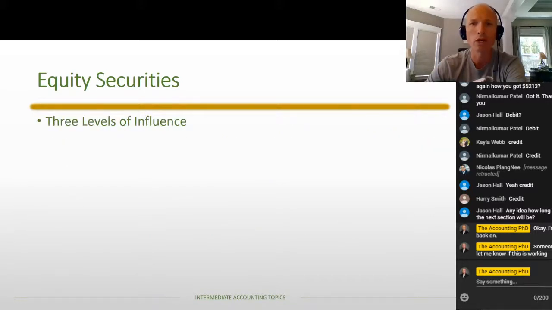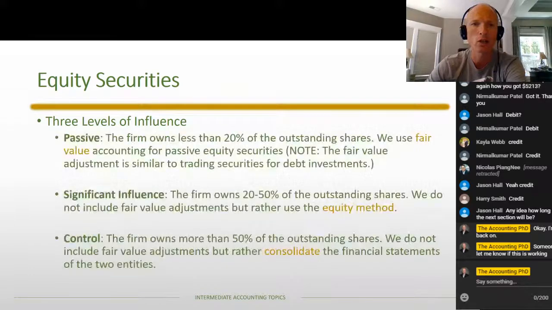There are 3 levels of influence based on the percent of shares owned. The passive classification means that the firm owns less than 20% of the outstanding shares. In that case, we do use fair value accounting, very similar to what we did with trading securities for debt investments. The second classification is significant influence, and that's when the company owns 20 to 50% of the outstanding shares. There are no fair value adjustments in this case. Instead, we use what's called the equity method. And then finally, if you have more than 50% of the outstanding shares, that's considered control. In that case, you're going to do a consolidation.